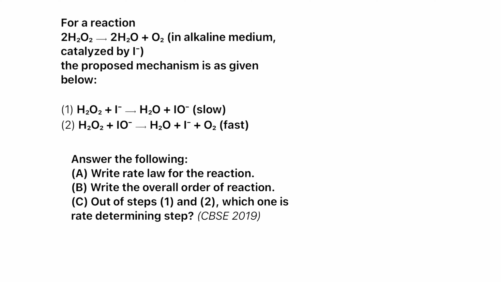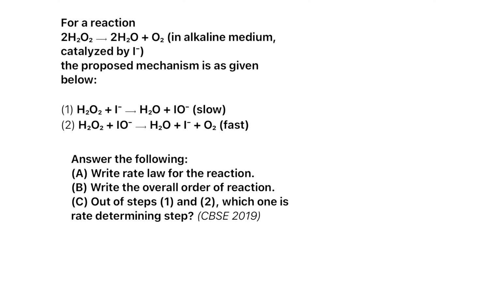For a reaction, 2H2O2 gives 2H2O plus O2. The proposed mechanism is as given below. You can see two steps, right? The first step is a slow one and then a fast step. First question is write the rate law for the reaction, then the overall order, then which one is the rate determining step.